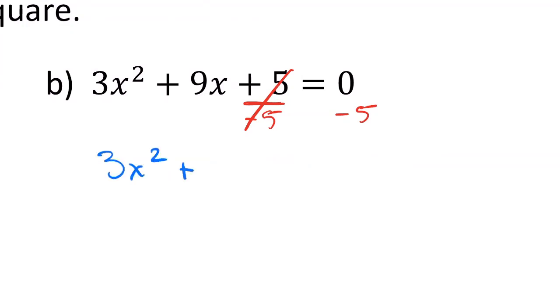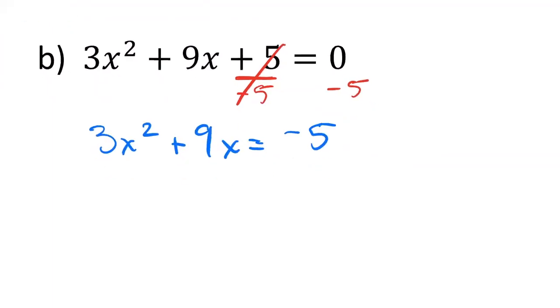3x squared plus 9x is equal to -5. Now, when we have a constant, or coefficient, in front of the x squared term, we have an extra step because we need that x squared term to be 1. So in order to do that, we need to factor out that value, whatever it is, out of the left-hand side of our equal sign.